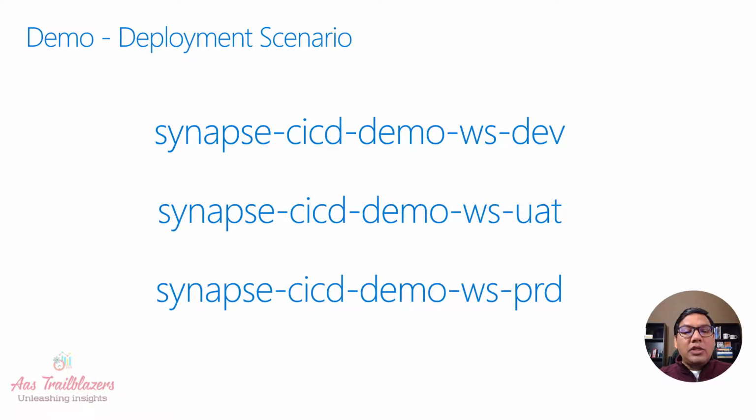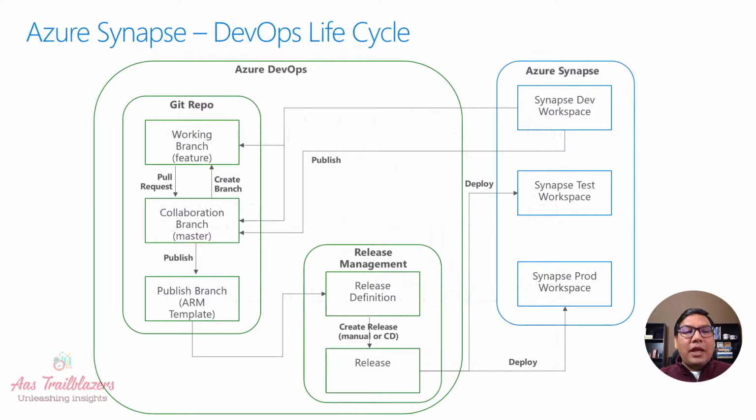With that, let's look at the development lifecycle with Azure Synapse. The very first thing that you notice over here is we need to create a GitHub repository project, or we have to create a project in Azure DevOps. And the first thing that we have to do right after that is to create a collaboration branch. We often name it the master branch.